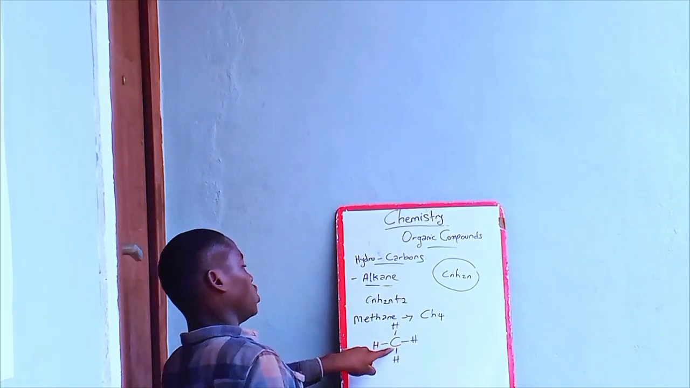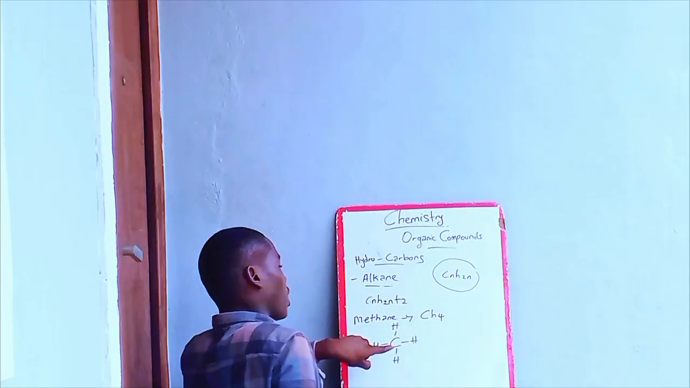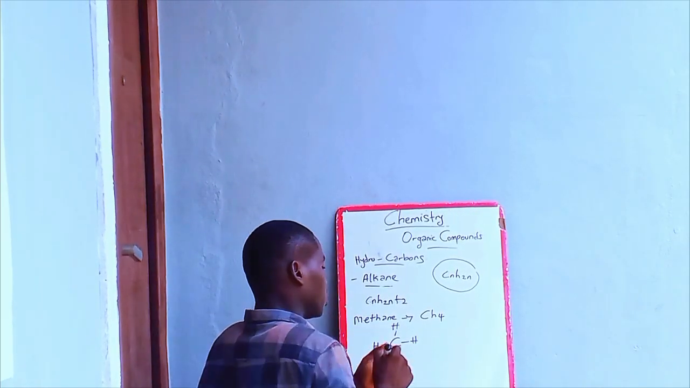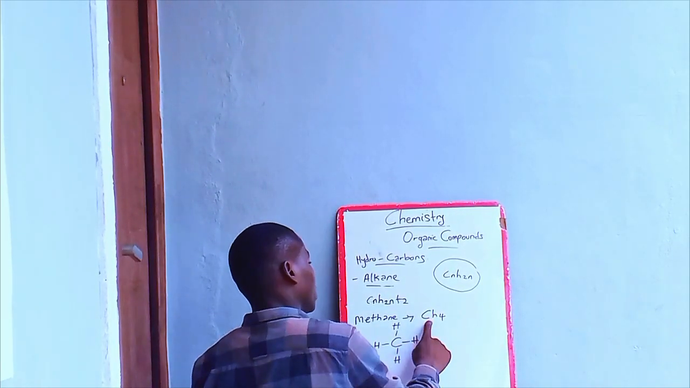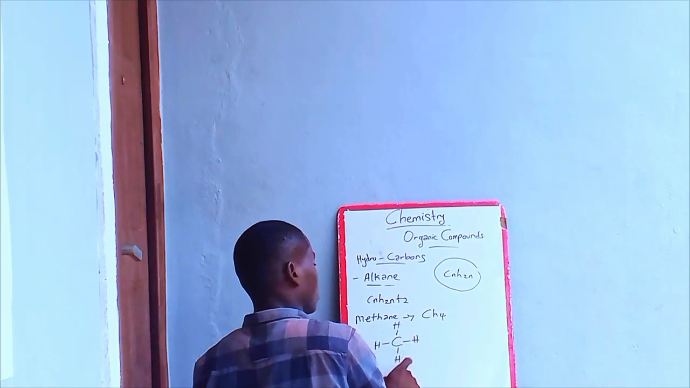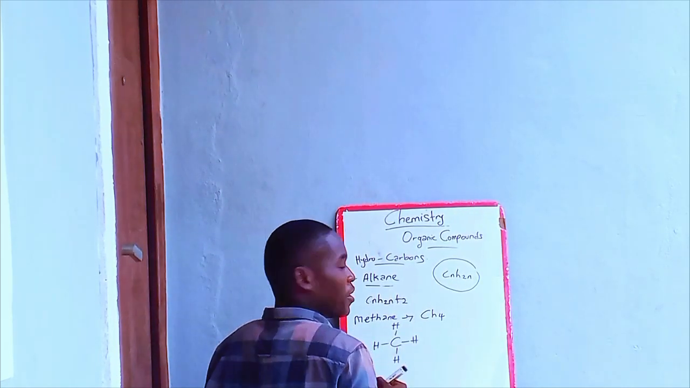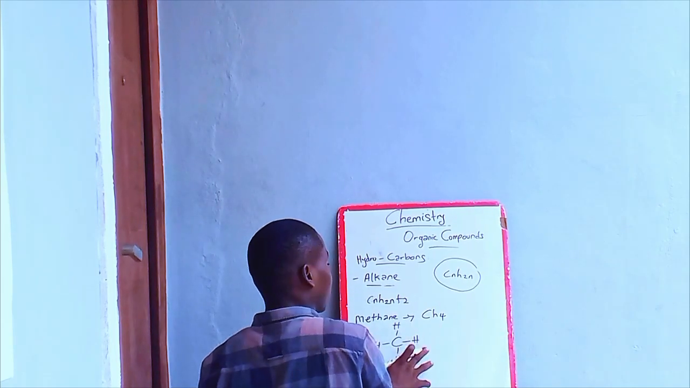Note, this is C, which is just one C, and this is H, this is H, this is H, this is H. We have CH4, C and H4. We have 4 H's in this. This member carries 4 H.